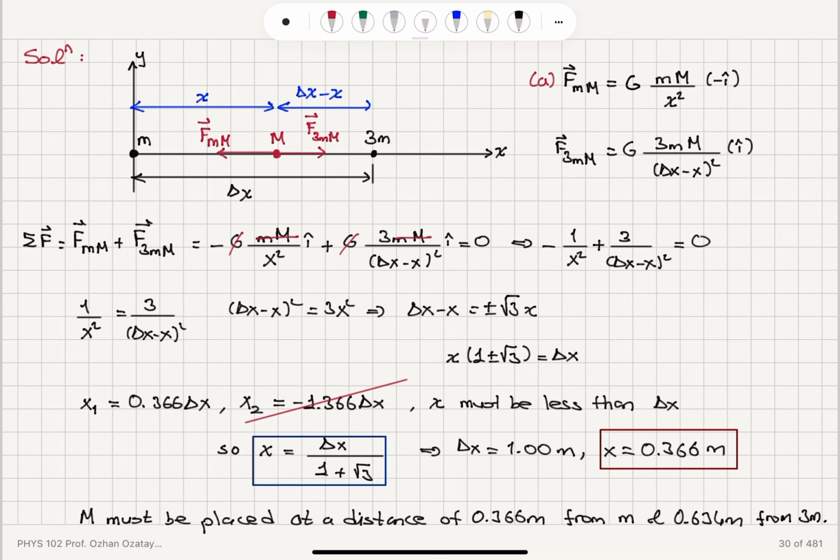Setting this equal to 0, we find two roots. The x value is either delta x divided by 1 plus square root 3 or delta x divided by 1 minus square root 3. 1 plus square root 3 gives me 0.366 delta x. 1 minus square root 3 gives me minus 1.366 delta x. But for this scenario to hold, it must be between m and 3m, so the negative root should be ignored. The answer is delta x divided by 1 plus square root 3. As for the given numerical value, it is 0.366 meters away from m and 0.634 meters away from 3m.